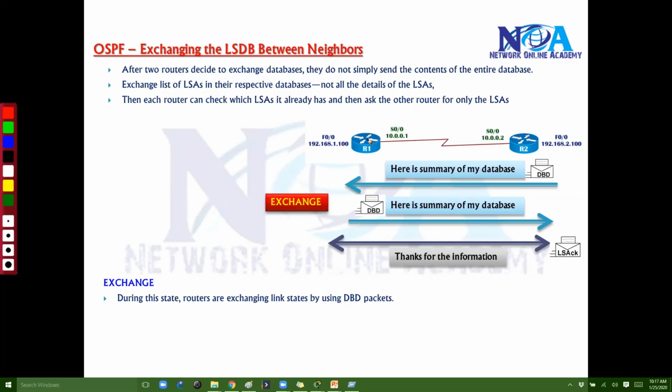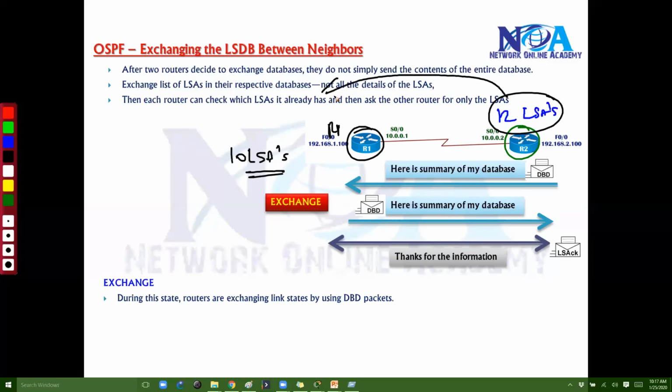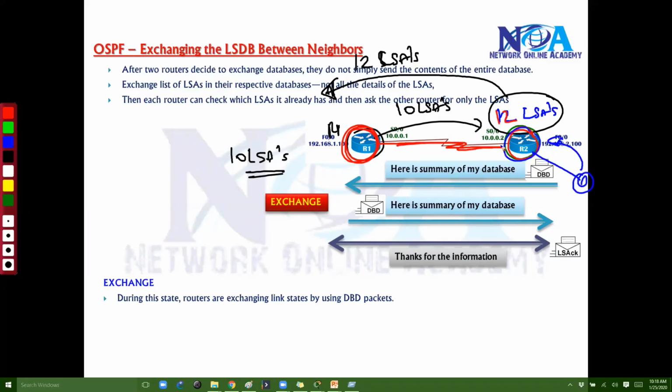Let's say router 1 has received 10 LSAs and router 2 has received, let's say, 12 LSAs. Now router 2 says, okay, here is the summary of my LSAs. I received 12, and router 1 says I received 10. When they both compare, router 1 realizes that router 2 has 2 extra LSAs, or extra advertisements, which I didn't receive. Maybe after forming the neighbors, a new network was added and advertised. Maybe there are some new advertisements received and I don't have that information.